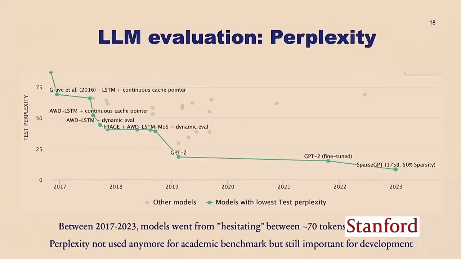So perplexity really improved. That's perplexity on a standard data set between 2017 and 2023. It went from about 70 tokens to less than 10 tokens over these 5 to 6 years. So that means the models were previously hesitating between 70 words every time they were generating a word, and now they're hesitating between less than 10 words. So that's much better. Perplexity is actually not used anymore in academic benchmarking, mostly because it depends on the tokenizer that you use and on the actual data that people are evaluating on, but it's still very important for the development of LLMs. When you train your own LLM, people will still really look at the perplexity.